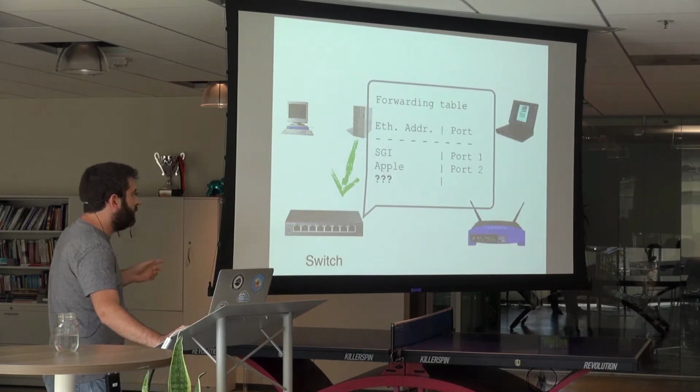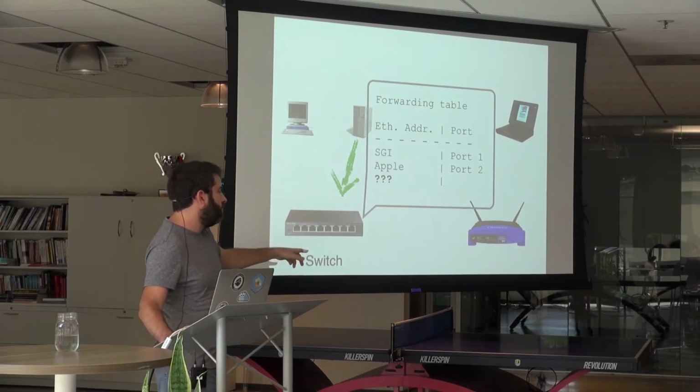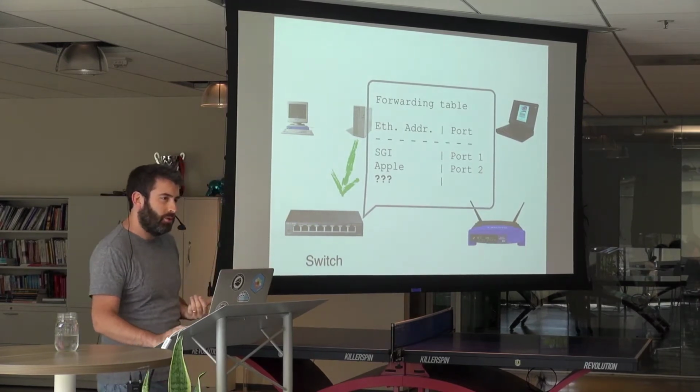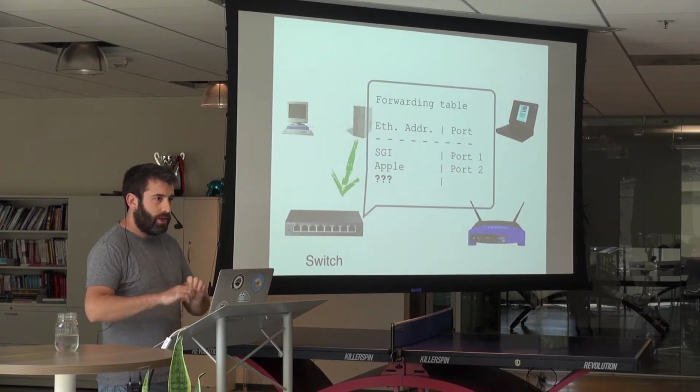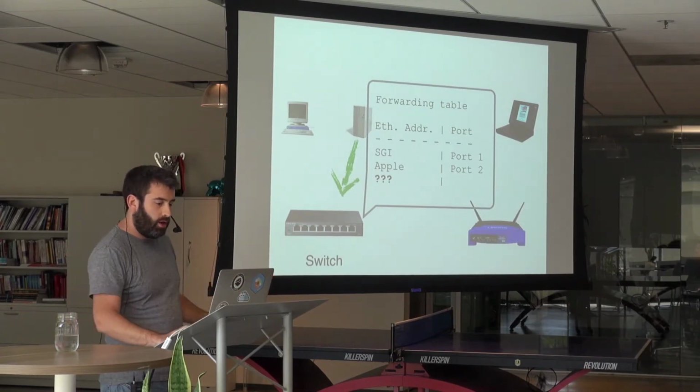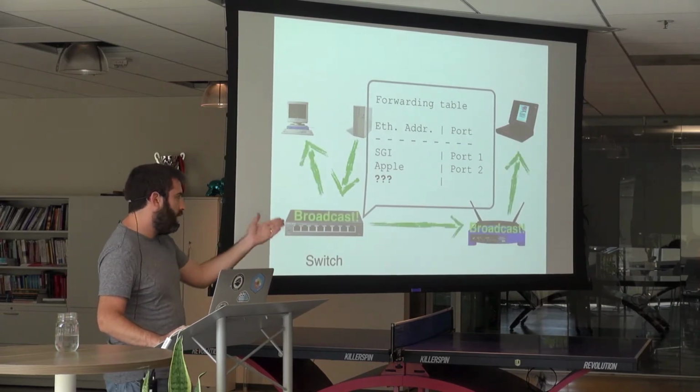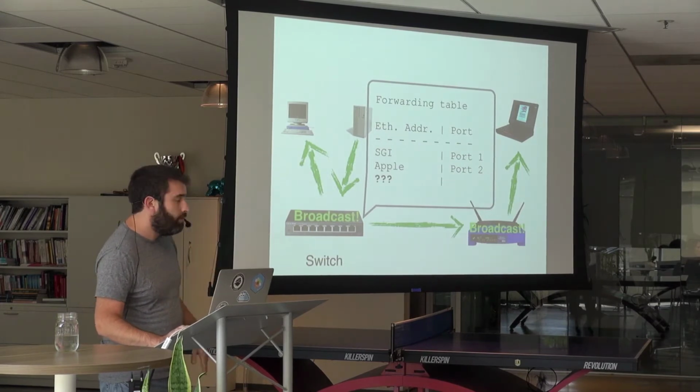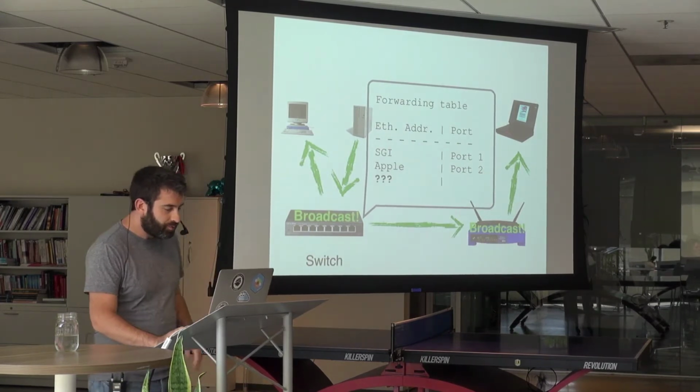But if some packet comes in to the switch that's destined for something that the switch hasn't seen before, it has to fall back to the old behavior. It still has to broadcast the frame everywhere. And so that will have the same old behavior as the hub, and it'll eventually get to the right destination.